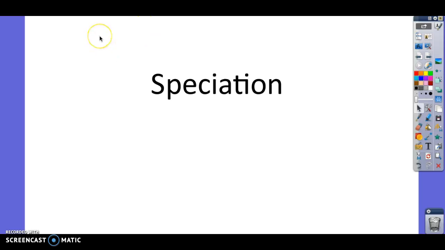So if these things happen over time and we get a lot of these changes happening, ultimately at some point we can get a new species. So this idea is called speciation. So that's the title for our notes today, is speciation.